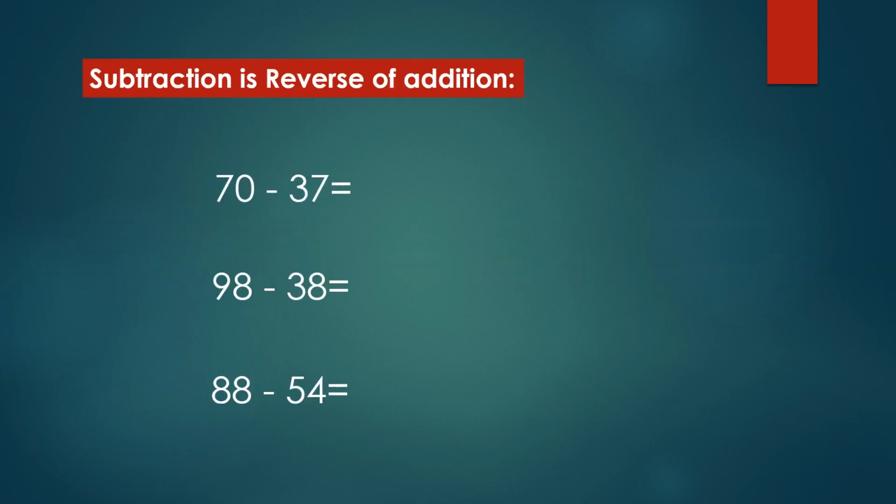Subtraction is just a reverse of addition. Let's see how it is. Let's see the first question that says 70 minus 37. So now we can also rewrite this as 37 plus how much is equal to 70. Correct? 7 plus 3 will become 10. 1 carried will be here. So 3 plus 1, 4 already there. 4 plus how much is 7? 4 plus 3. So 33 is our answer.